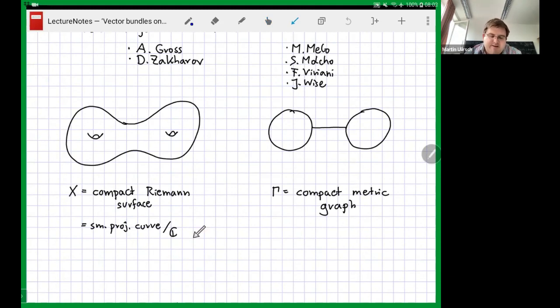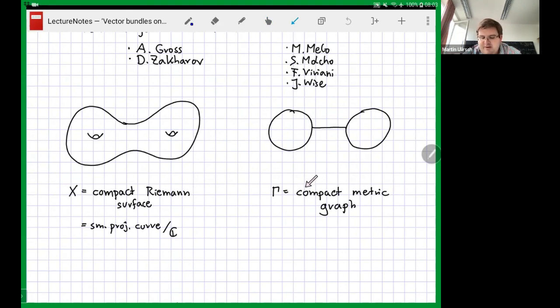And on the other side, a compact metric graph. So what's a compact metric graph? It's essentially a compact metric space that locally looks like a star, essentially a graph with some edges coming out of it. And another way to phrase it is to just take a finite graph, associate to each of the edges a length, and then build a metric space out of it. Those are two different ways of thinking about a compact metric graph.